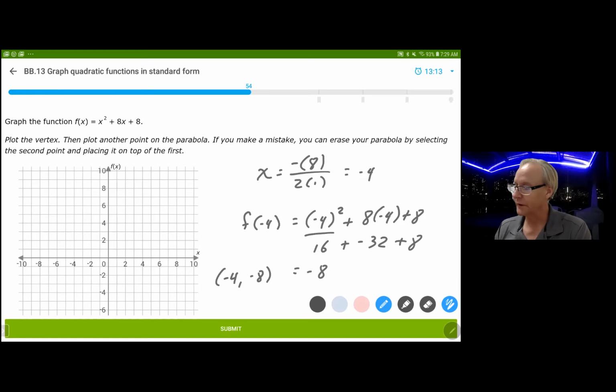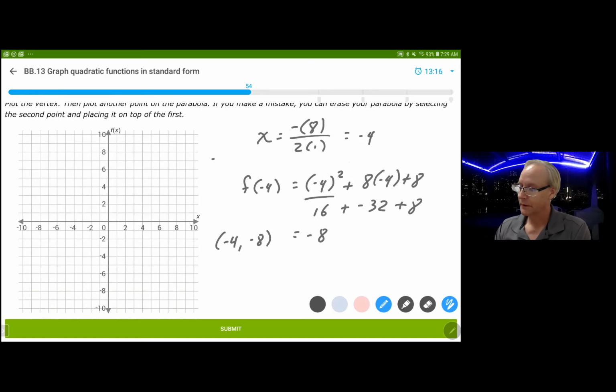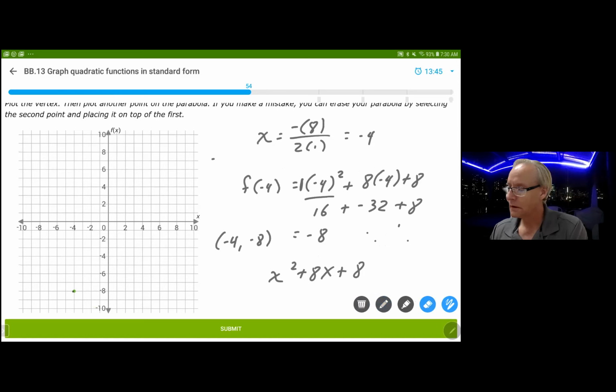Negative 4, oh, we got to move it up a little bit. There we go. Negative 4, negative 8 is our vertex. And we have a 1 as our leading coefficient. There is a 1 in front of that x squared. It was x squared plus 8x plus 8. Negative x squared, sorry. Oh, wait a minute. Was it negative x squared? Wait, no, it was just x squared. Hang on. Okay. So, yeah, negative 4, negative 8 is our vertex, and it is a standard parabola, isn't it? That means it's going to look like that.